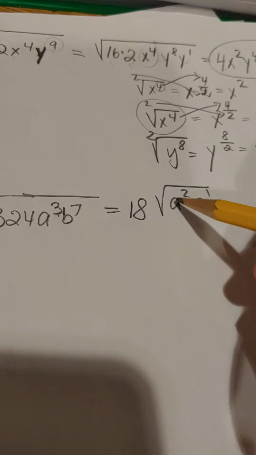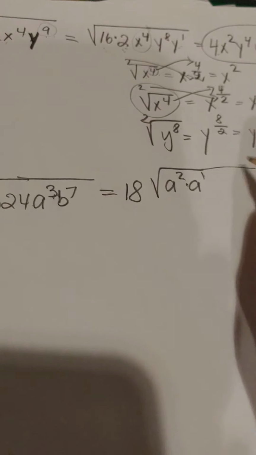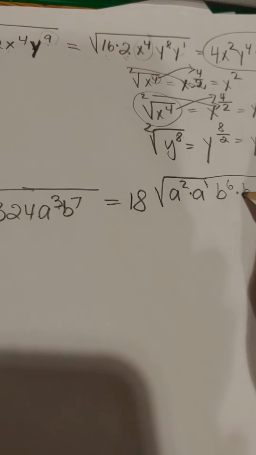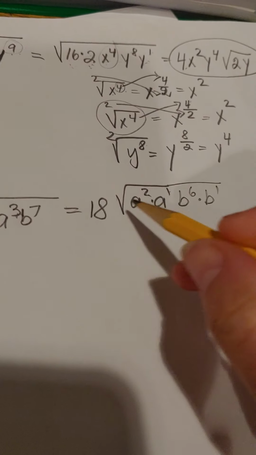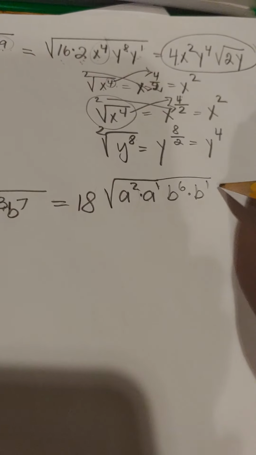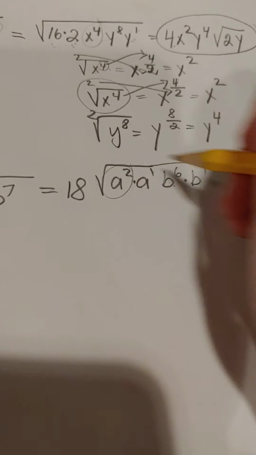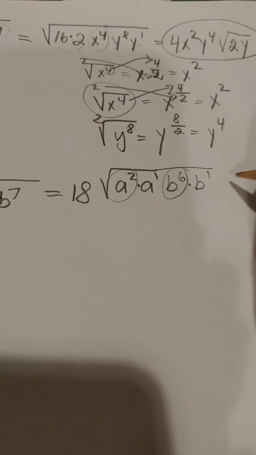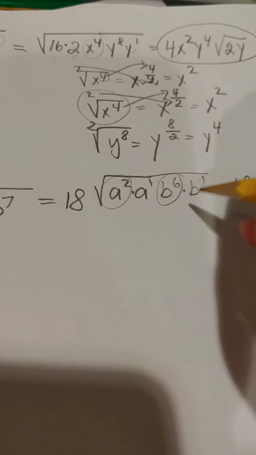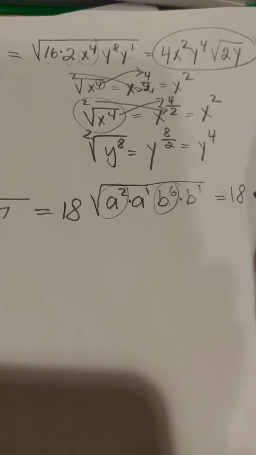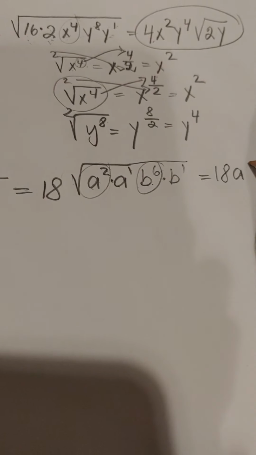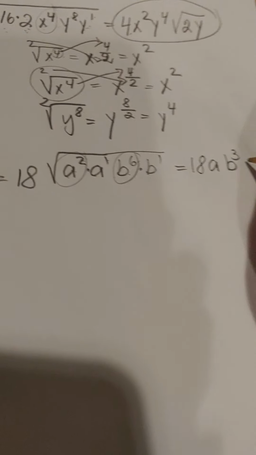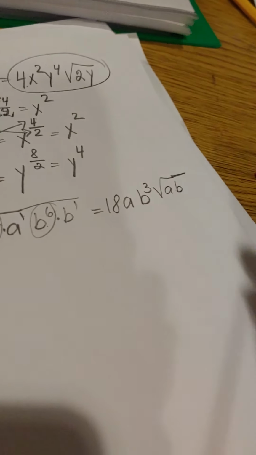A to the 3rd power is a squared times a to the 1st power. B to the 7th is b to the 6th times b to the 1st. Why am I doing this again? To take the square roots of these parts. Everything else will stay under the square root. So, the square root of a squared is a, the square root of b to the 6th power is b to the 3rd power. And then a and b to the 1st power will stay under the radical.